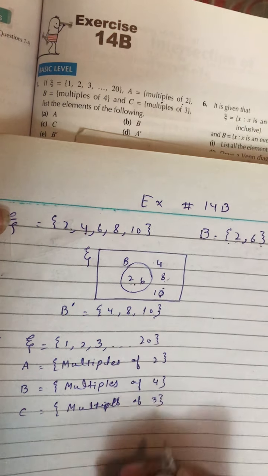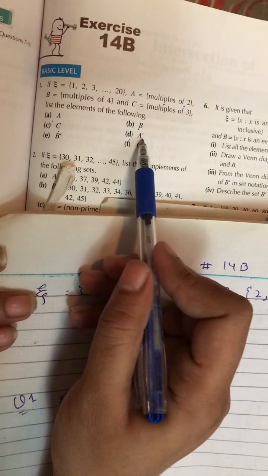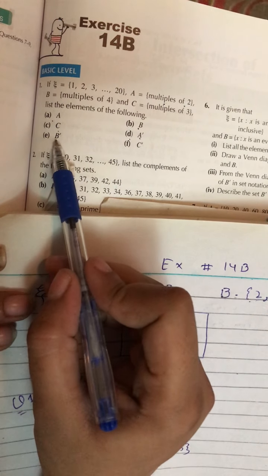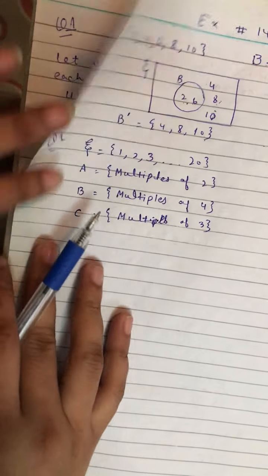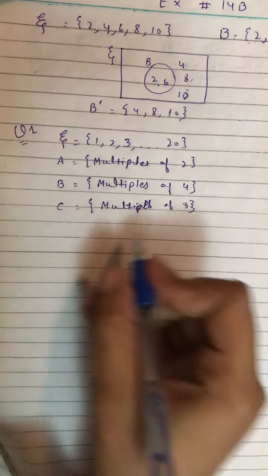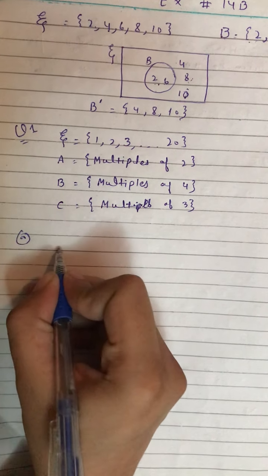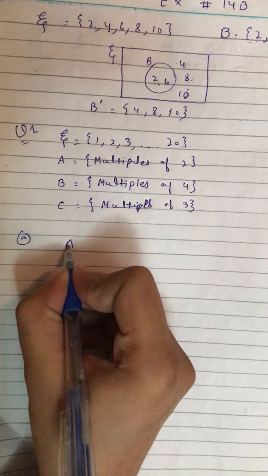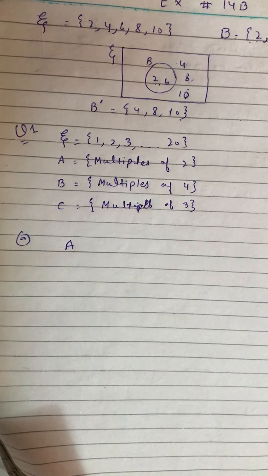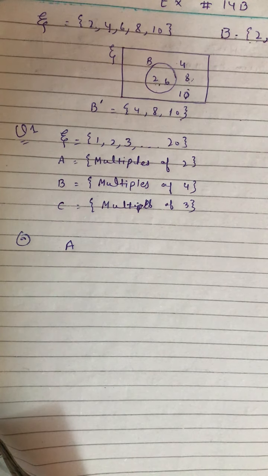In the first part we find A set, then B set, C set. In part D we find complement of A, you also say A prime, B prime and C prime. In the first part, we find A. Got it? And then we find B. Similarly, in part C we find C.